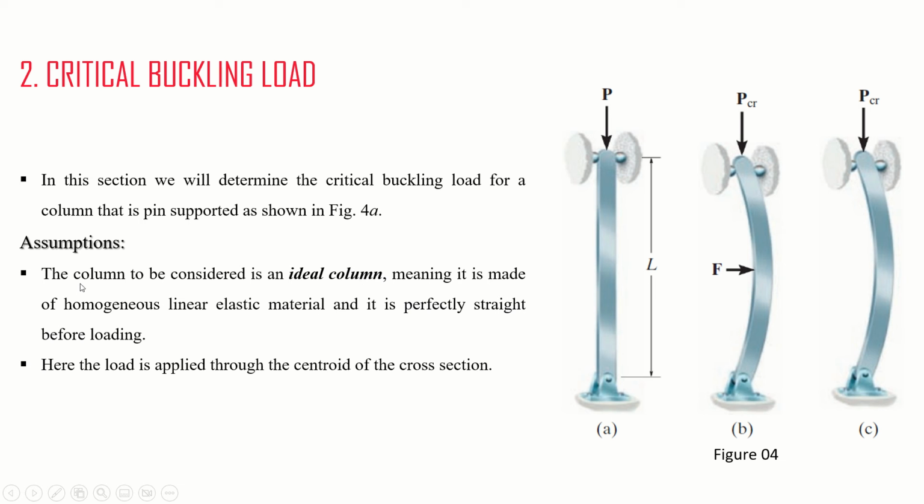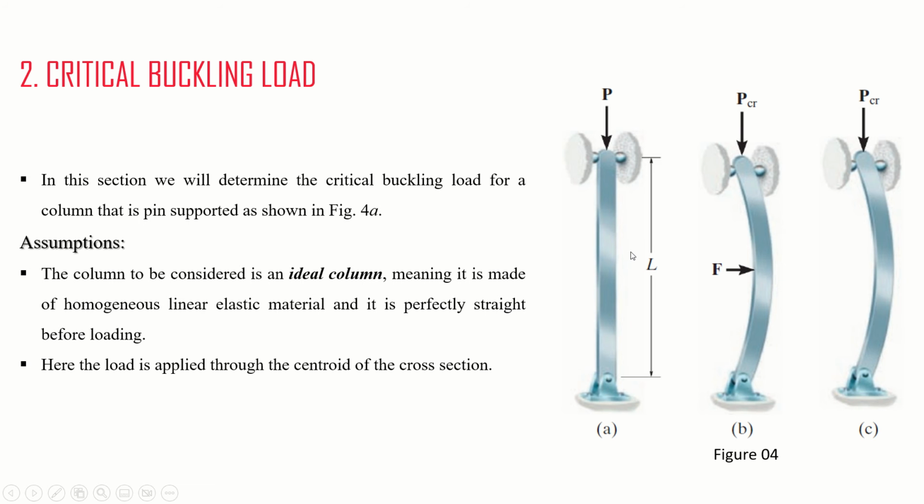The assumptions are that the column to be considered is an ideal column. And what does an ideal column mean? It is made of homogeneous, linear, elastic material, and it is perfectly straight before loading. Here the load is applied through the centroid of the cross section, and it is transferred through it to the centroid, right?